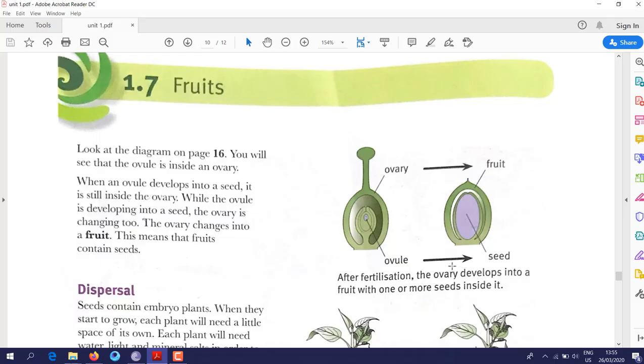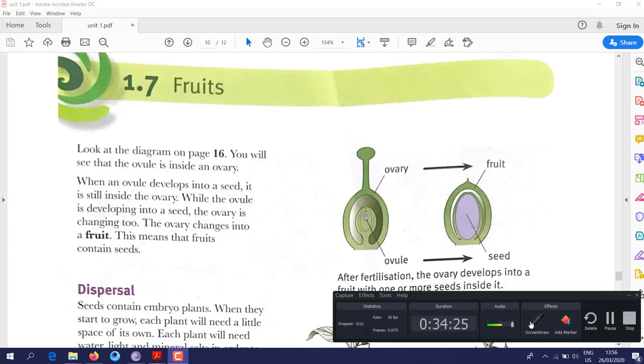1.7 Fruits: how fruits form after fertilization, after forming the embryo and the seed. Here, this part, what do you think? What is the name of this part? We call it the ovary. So after fertilization, the ovary will turn into a fruit.